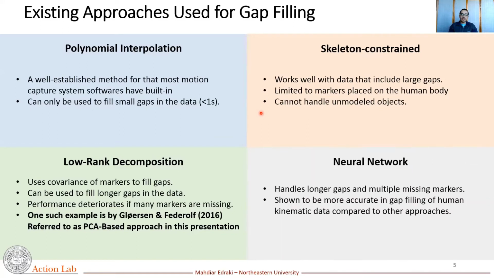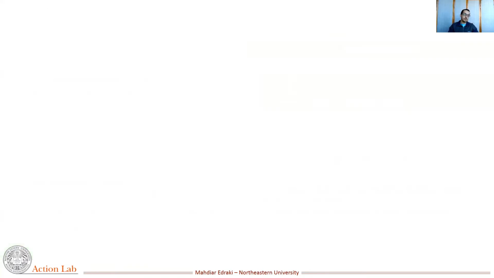And lastly, as neural networks have become more powerful over the past few years, there's been more work done to use neural networks to estimate missing markers. And it's been shown to handle longer gaps and also multiple missing markers. However, to the best of our knowledge, the neural network approaches have only been shown to work on kinematic data obtained from the human body. And so here we want to see if it also works with unmodeled and flexible objects such as a whip.